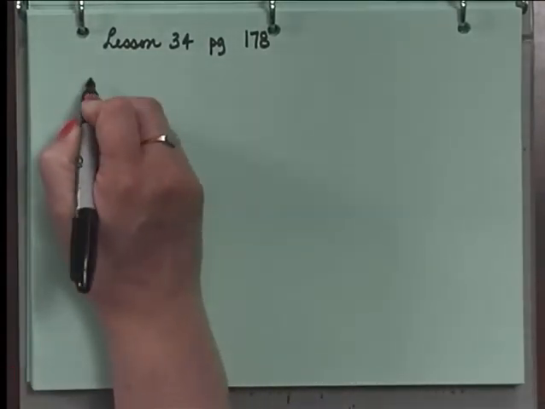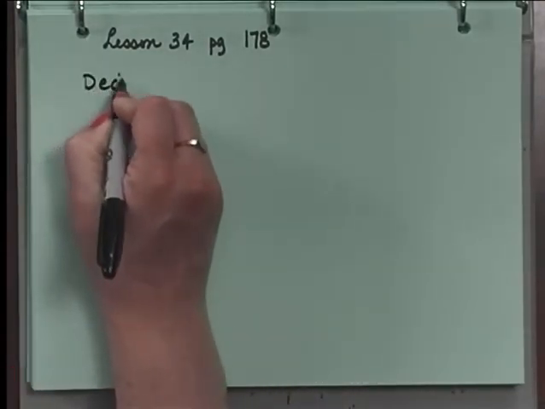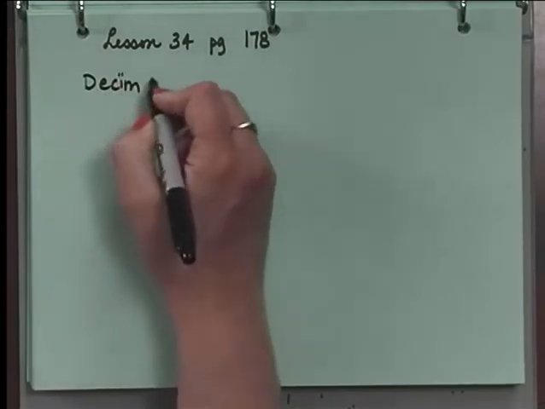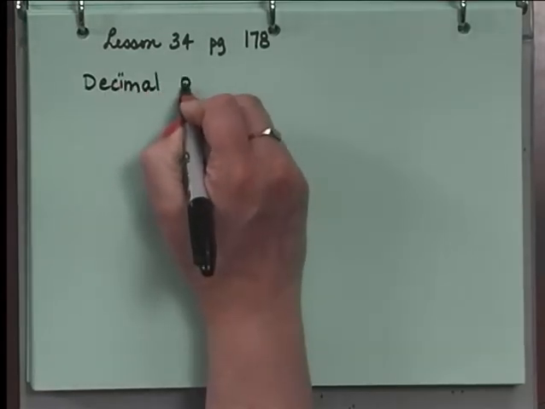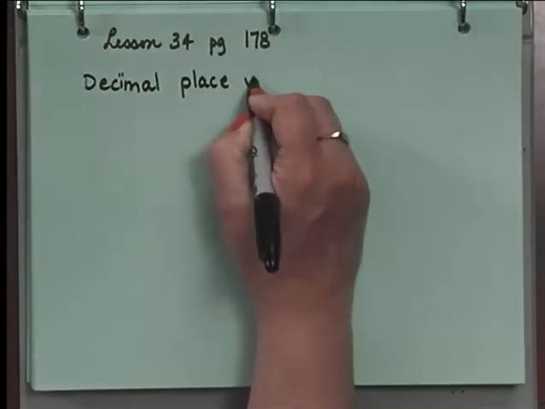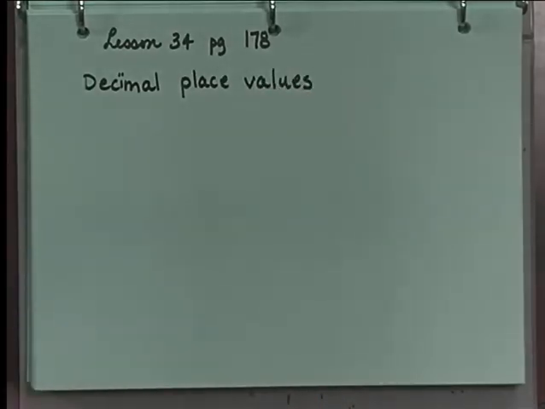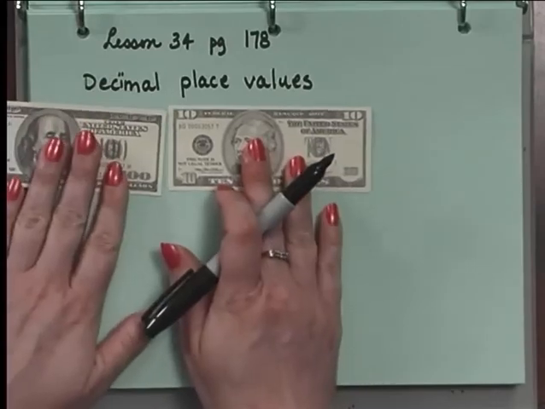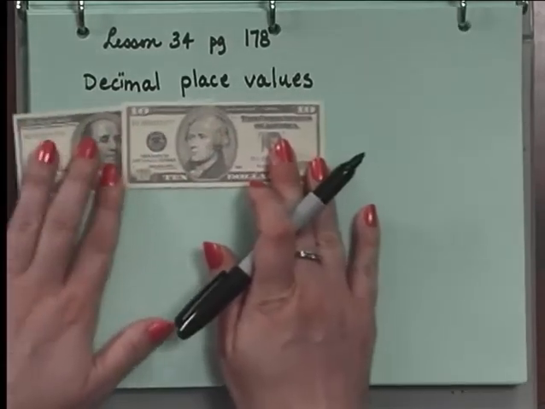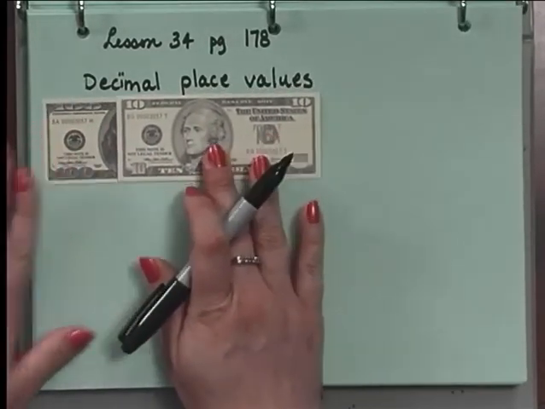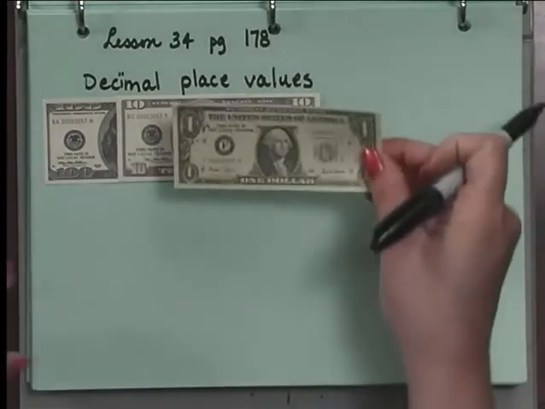Now, remember that we've already learned our place values through the trillions for whole numbers. So now what we're going to do is learn about decimal place values. A helpful way to start to think about this is to consider what we have when we have money. Here I have some examples of some money. We have $100, $10, and then $1.